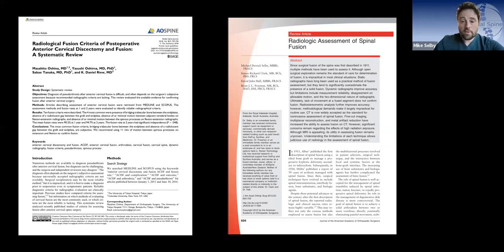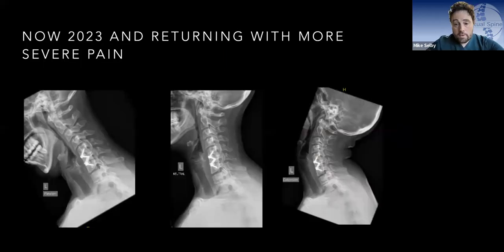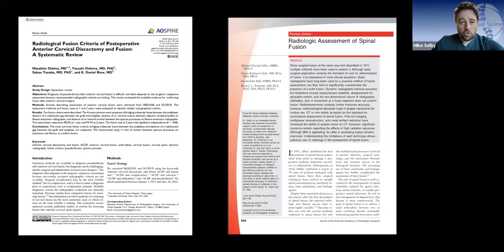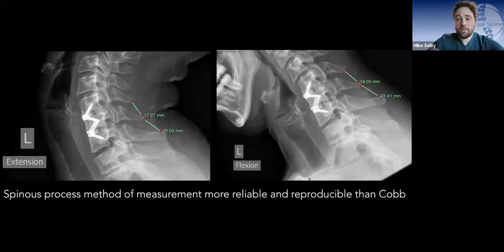So if we just go back to these views here, Lisa Kaneda and her group used a threshold for diagnosis of non-union of a measurement between the spinous processes of greater than 2 millimeter difference between extension and flexion. Dan Ryu then refined that and said it should be 1 millimeter. And we know that this is more reliable and reproducible than any form of Cobb angle measurement, which tends to be affected a lot more by rotation.